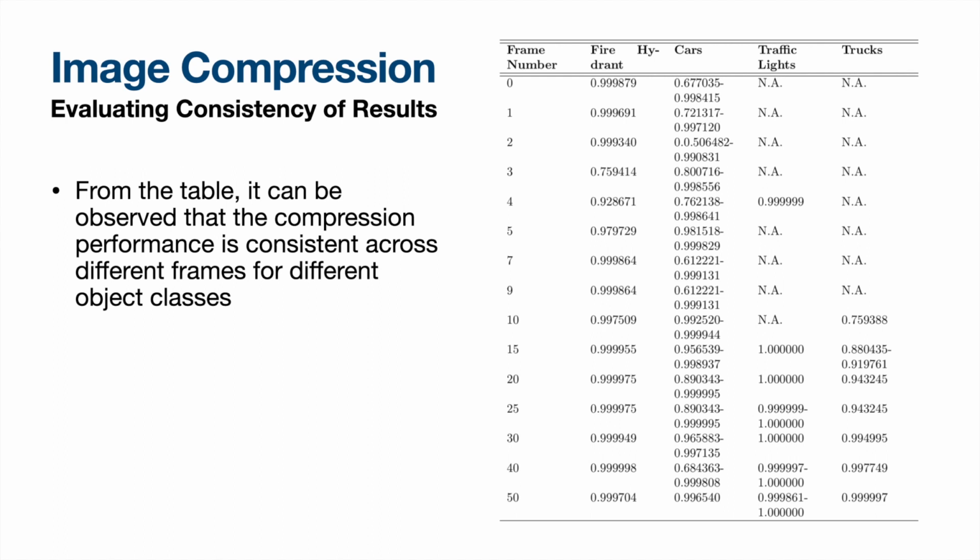From the table, it can be observed that the compression performance is consistent across different frames for different object classes. For some frames, certain object classes are not present in the scene. This implies that the compression performance of an object class is dependent on its presence in the scene. This also explains the lower performance for some of the frames, whereby the object may be further away from the field of view, hence resulting in a lower score. Overall, the results support the claim of consistency of image compression, with various factors including the presence of the object in the scene and the distance from the field of view.